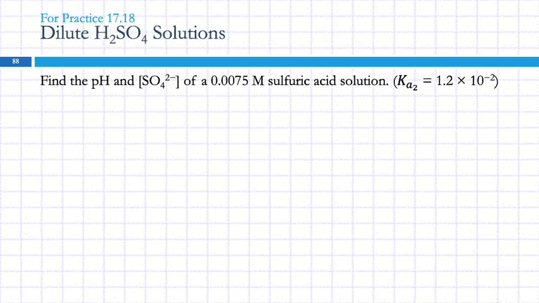The one exception, though, was a dilute sulfuric acid solution. So here, we're asked to find the pH and the sulfide ion concentration of a 0.0075 molar sulfuric acid solution. They're only giving us Ka2. Why is that? Because it's strong in its first ionization. Sulfuric acid is on the list of strong acids, but only the first proton is strong.